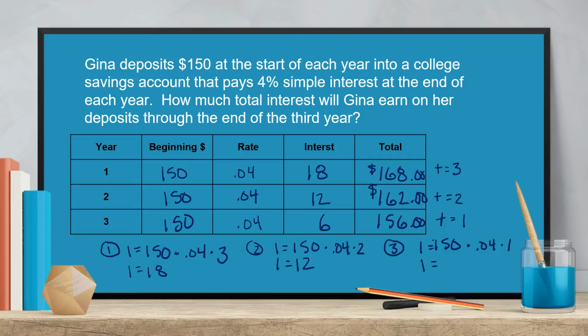Now, if I wanted to know how much total interest she will earn on her deposits through the end of the third year, I need to add all three of these. So total interest is 18 plus 12 plus 6. Go ahead and add them up. And you should have got $36. So that's how much she made through all the years. A little more complicated. You really won't see this kind of table calculations much with simple interest. But if you see it, you'll know it.